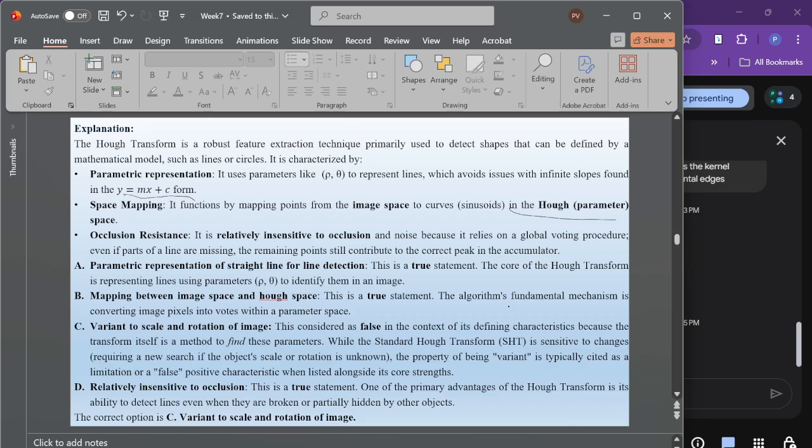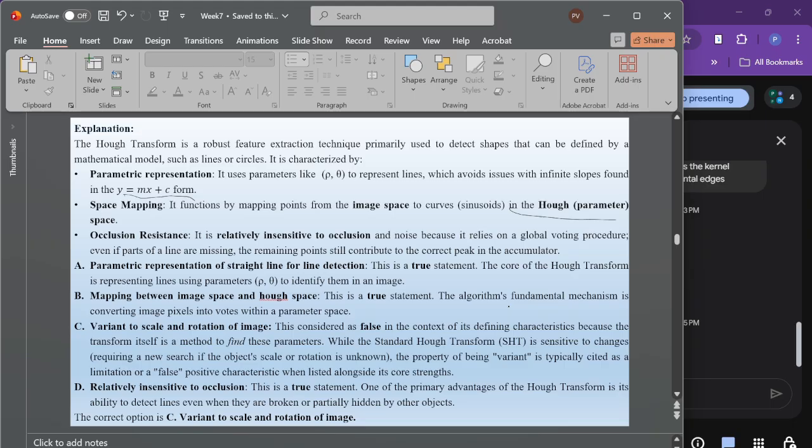So our first option is parametric representation of the straight line for line detection. This is a true statement. The core of the transform is representing lines using the parameters rho and theta to identify them in an image. Our next option is mapping between image space to Hough space. This is also true, because the algorithm's fundamental mechanism is converting image pixels into points within the parameter space.